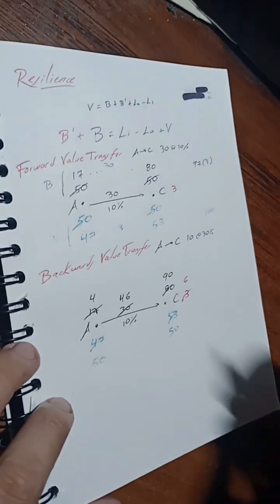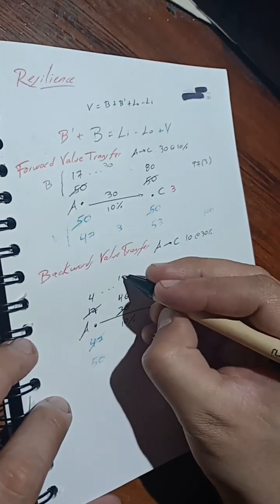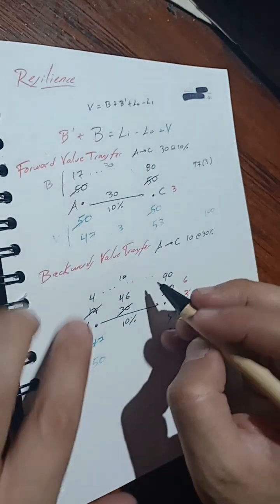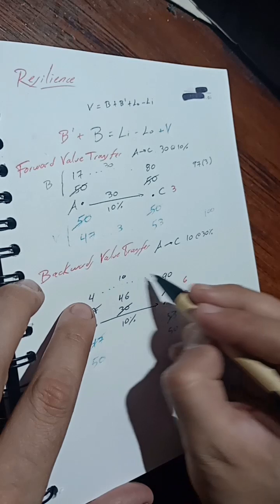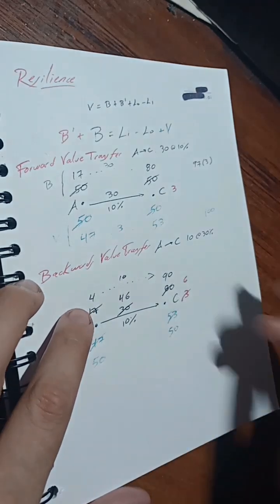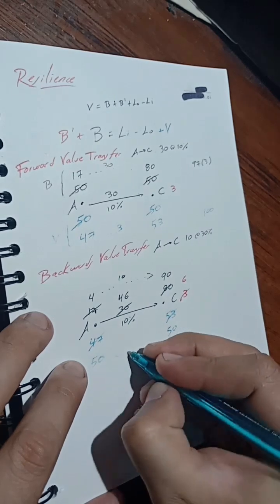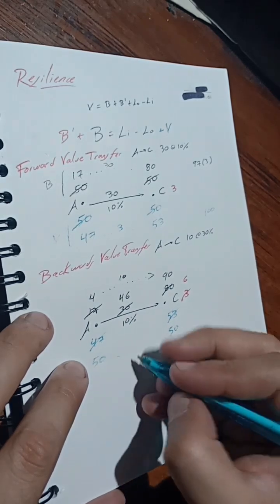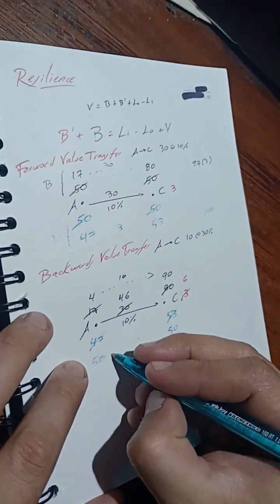In this case, we're seeing that we are moving 10 over here, like this. We're moving 10 this way. But here, we're moving 3 this way.